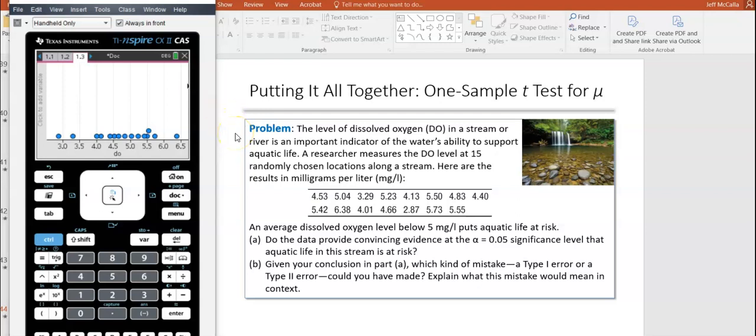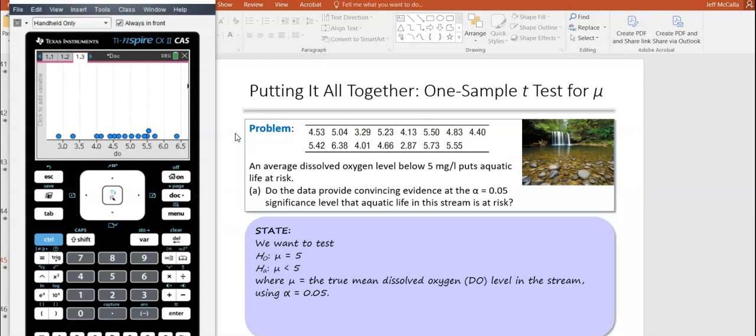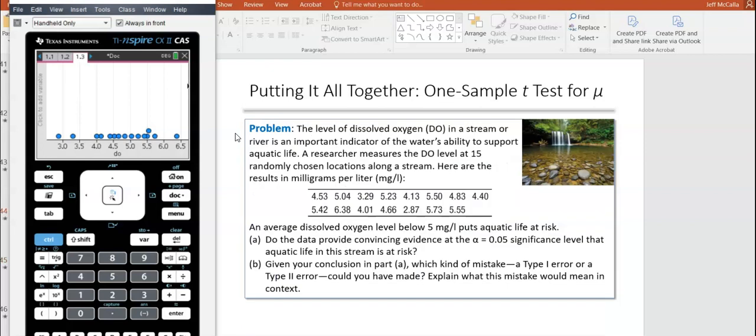So at this point, you want to start then with the null, right? I guess you probably could have started with the null, to be honest. I guess I did that out of order. But the null is that nothing's unusual; 5 is what it is. But the alternative is if it's less than 5, right? Because that last line says an average dissolved oxygen level below 5 puts aquatic life at risk.